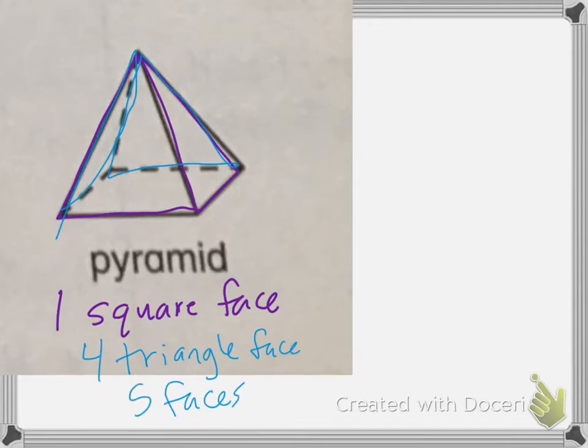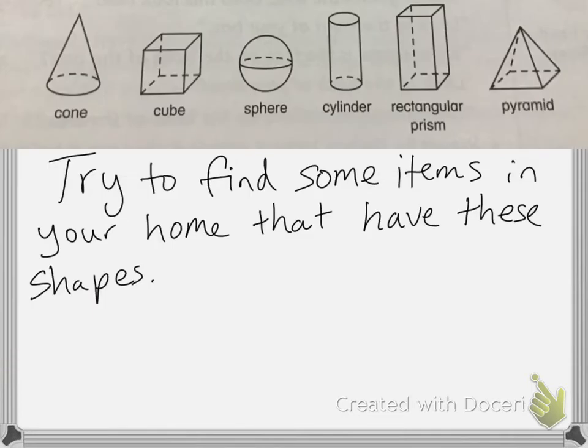Now all of these shapes have items in real life that look like this. You should try to find some items in your home that have these shapes of a cone, cube, sphere, cylinder, rectangular prism, and pyramid. Okay, that's it for this lesson.